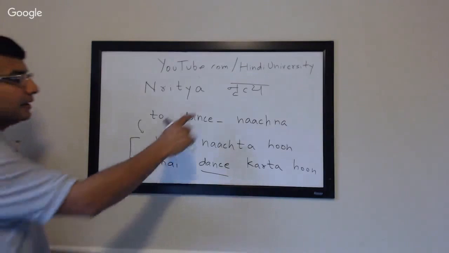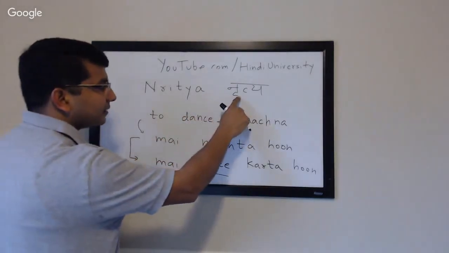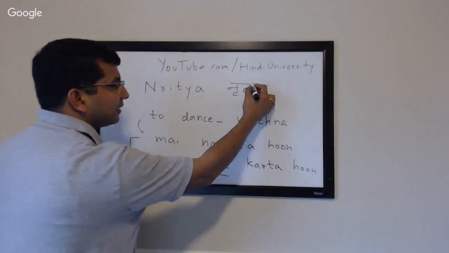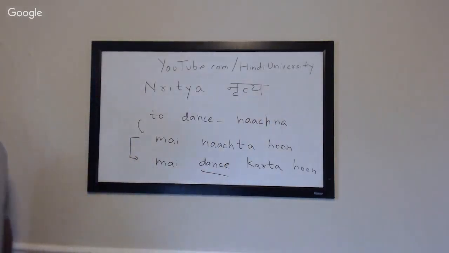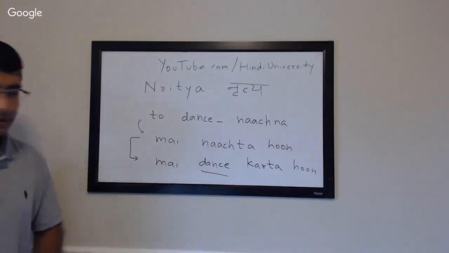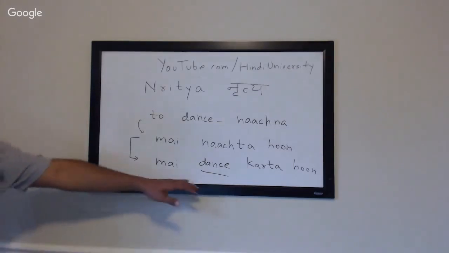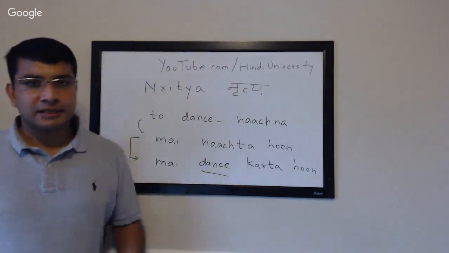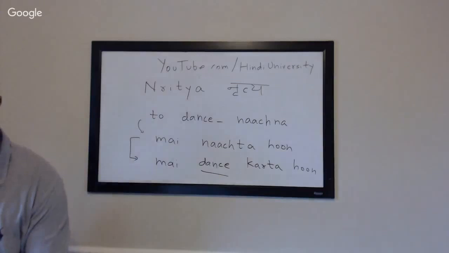Okay, so it's na, and then there is a r below that, and then this is half the, and then this is a year. Okay, नृत्य. मैं नृत्य करता हूँ और मैं नृत्य करती हूँ. Basically, you're not using the dance as a verb, but you're using it as an adjective or a noun. Sorry.